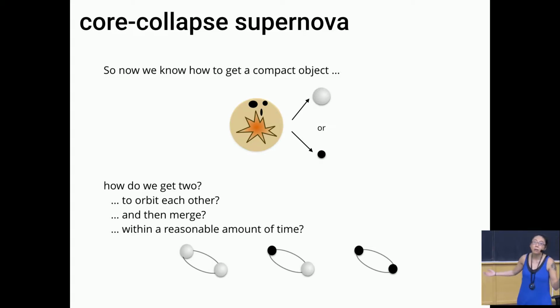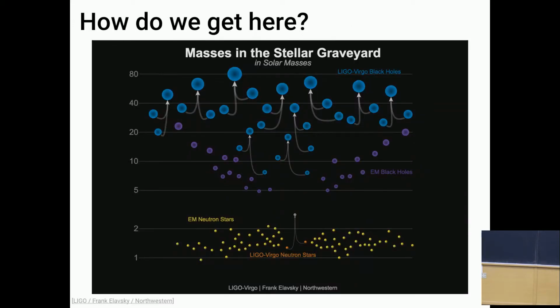So now we know, roughly speaking, how to get one compact object. How do you get 2 compact objects? How do you get them to orbit each other? Do the stars themselves have to have been orbiting each other, or can you get a neutron star and a black hole by themselves to later capture each other and orbit each other? How do you get them to merge? How do you get them to merge in a reasonable amount of time? And basically that means, how do we get here?